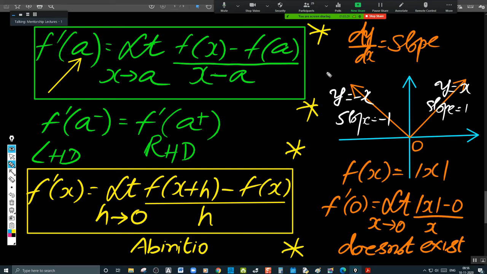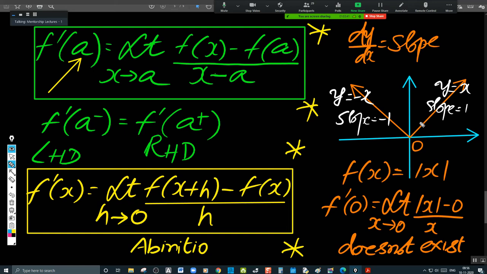Are you there, everyone? Yes, sir. So the left-handed derivative is not equal to the right-handed derivative. So it is not differentiable at x equal to 0. It is not differentiable at x equal to 0.